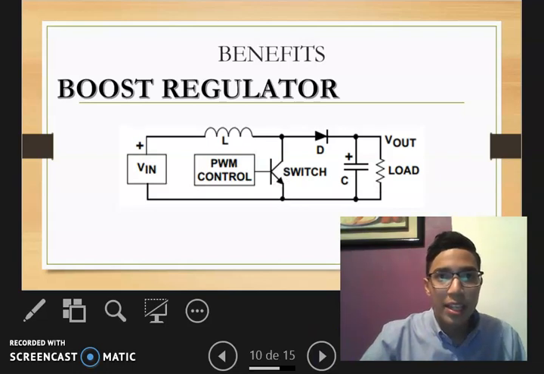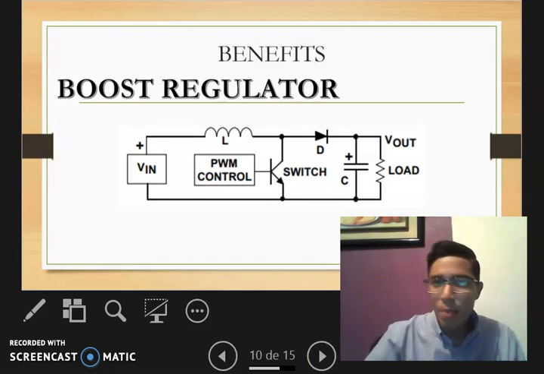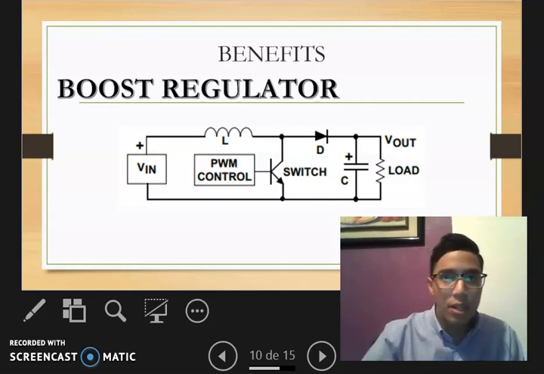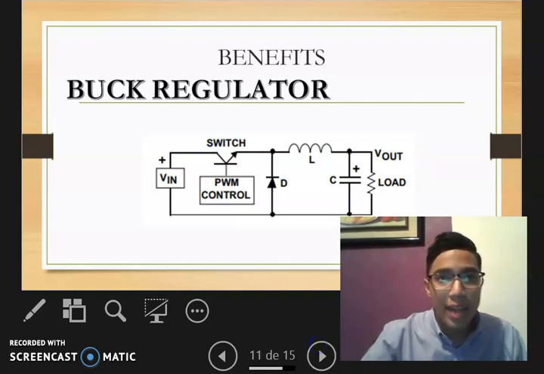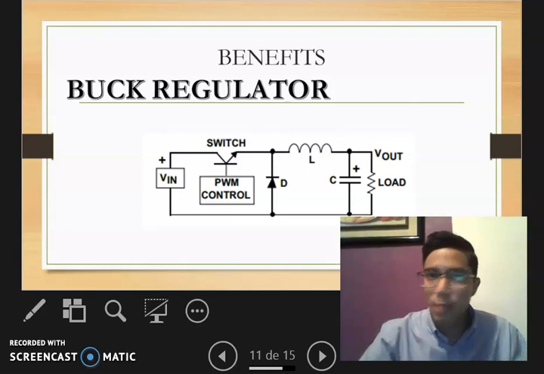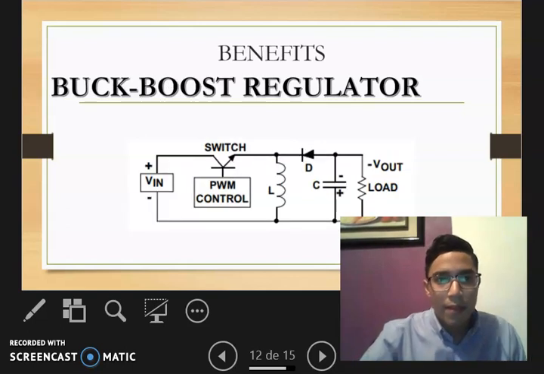Boost regulator. It's necessary to say that each type of regulator has a specific function for which it was designed. Talking about the boost regulator, it takes a DC input voltage and produces a DC output voltage that is higher in value than the input voltage but with the same polarity. On the other hand, the buck regulator is used to step down a DC voltage to a lower DC voltage with the same polarity.